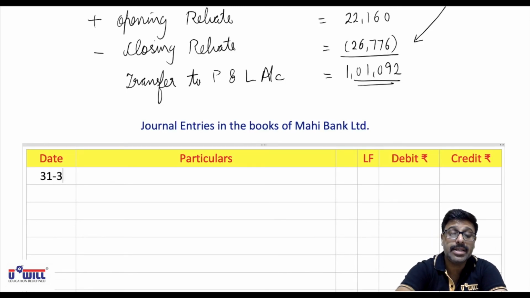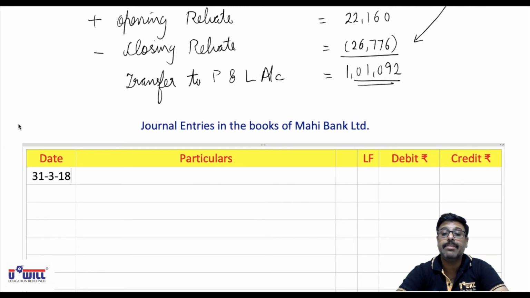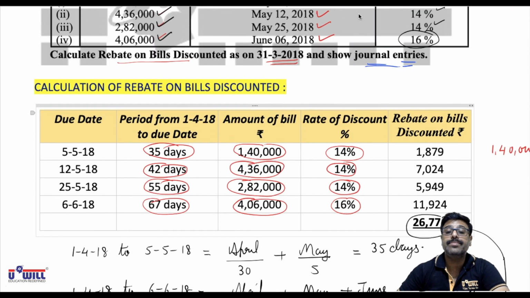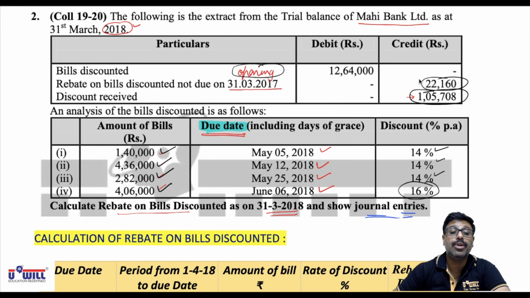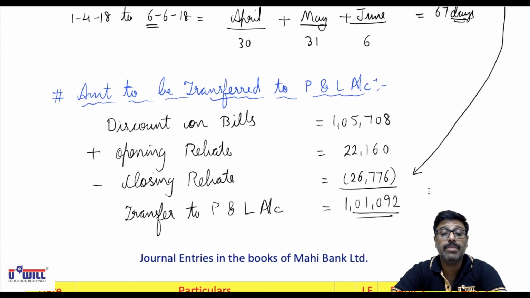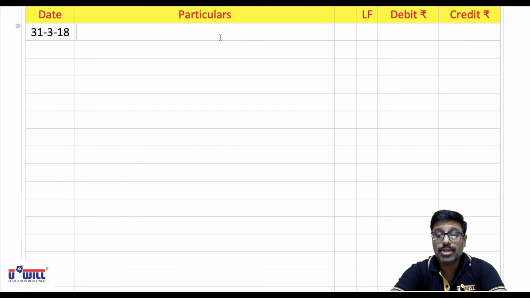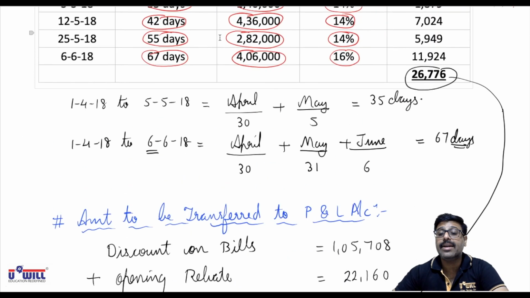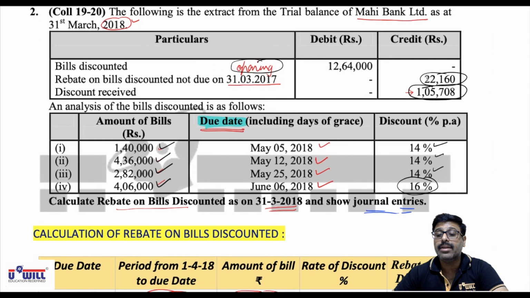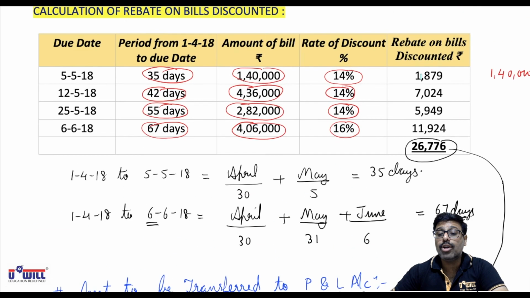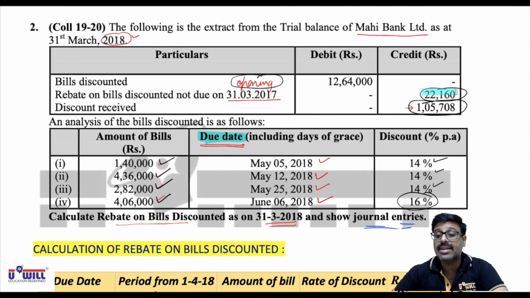31/3/18, first entry will pass for the opening rebate. What is that opening rebate amount? It is 22160. You all can see the opening rebate amount. So first entry, what do we pass for opening rebate? You all can see in the trial balance it is having a credit balance, as we discussed in the journal entry. Rebate on bills discounted 22160 is having a credit balance, so to close it we will reverse and debit that.